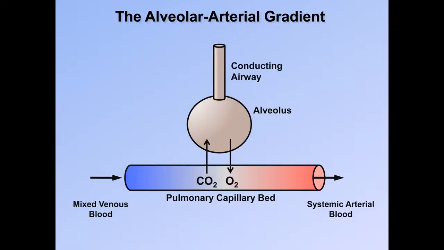The first of the two pressures that are important in the AA gradient is the partial pressure of oxygen in the alveoli. This is abbreviated P big A O2. Then there is the partial pressure of oxygen in the arterial blood, which is abbreviated P little a O2. The AA gradient is the mathematical difference between these two values, which is a reflection of the difficulty oxygen has at crossing the alveolar capillary membrane.